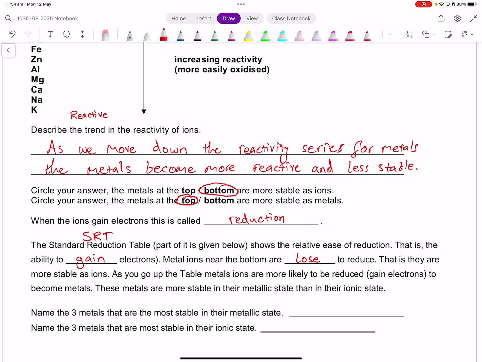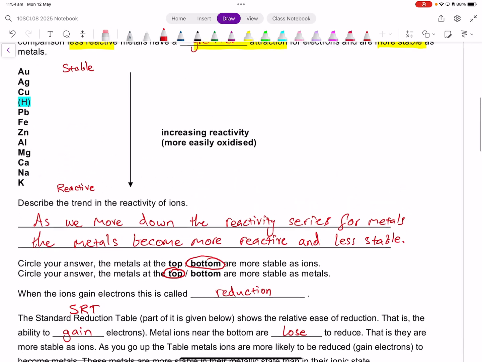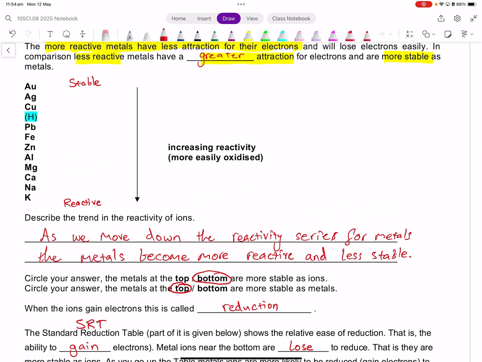Now, as we go up the table, things are more likely to be reduced. So what I'm going to write on my table here is up the top, reduce, and down the bottom, oxidize. What that means, reduce, is that we are going to gain electrons. And as we work down this list, we oxidize, which means we're more likely to lose electrons.